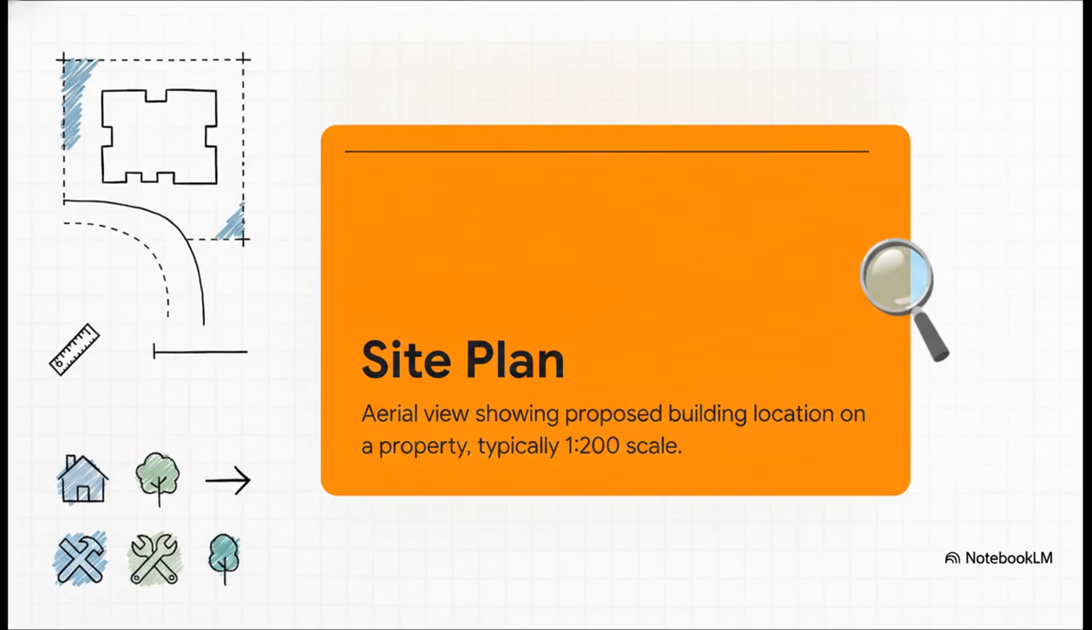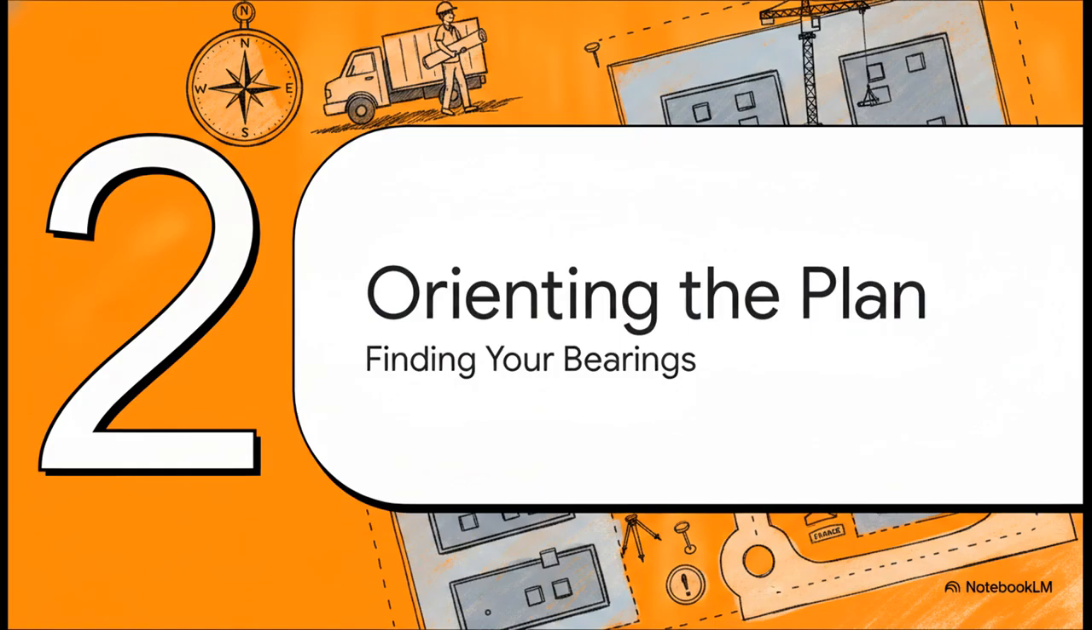And what's absolutely crucial here is the scale. It's typically drawn to a 1 to 200 scale. To put that into perspective, every single unit of measurement on your paper equals 200 of those units out in the real world. This one document is your absolute foundation for locating boundaries, calculating setbacks, finding driveways, and spotting existing structures, the whole shebang. Moving right along to Section 2, orienting the site plan, finding your bearings.